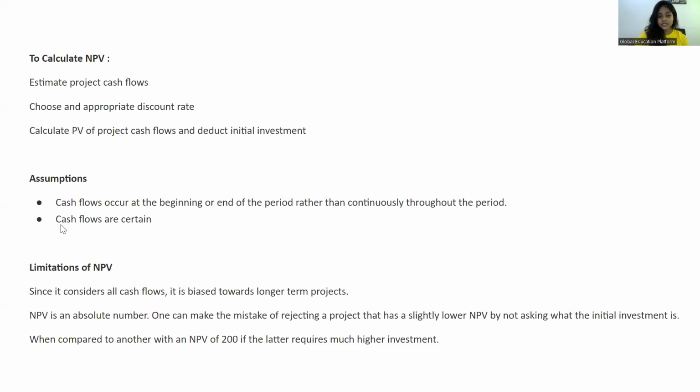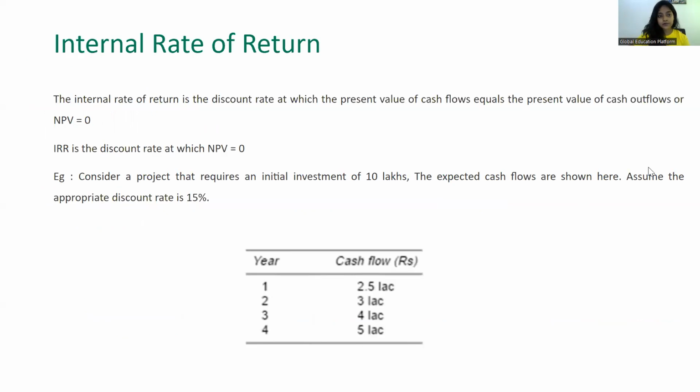So your assumptions are these 2 points here. Then you also have limitations like I explained previously. Since it considers all cash flows, it is biased towards longer term projects. NPV is an absolute number. One can make the mistake of rejecting a project that has a slightly lower NPV, by not asking what the initial investment is, when compared to another with an NPV of 200, if the latter requires a much higher investment. So these are some of the limitations of net present value.